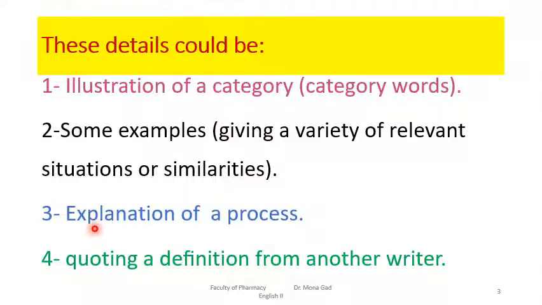It could be an explanation of a process. الكاتيجوري نفسها ممكن بعد ما بعمل لها illustration أرجع أشرحها كمان شرح مفصل بعدها. Quoting a definition from another writer. Quoting a definition معناه ان احنا ناخد quotation، اقتباس للتعريف على لسان احد الكتاب. طيب let's start with the first type.